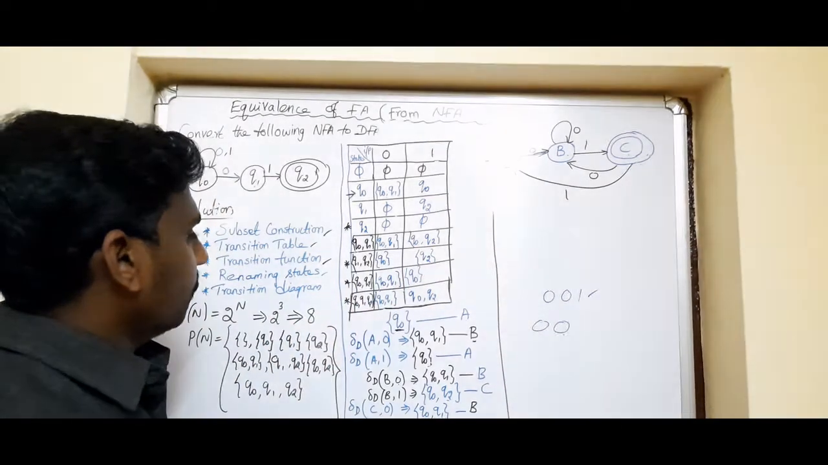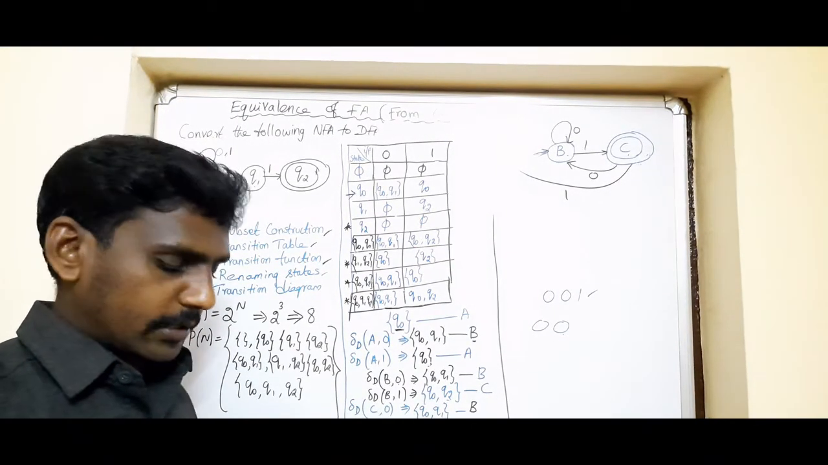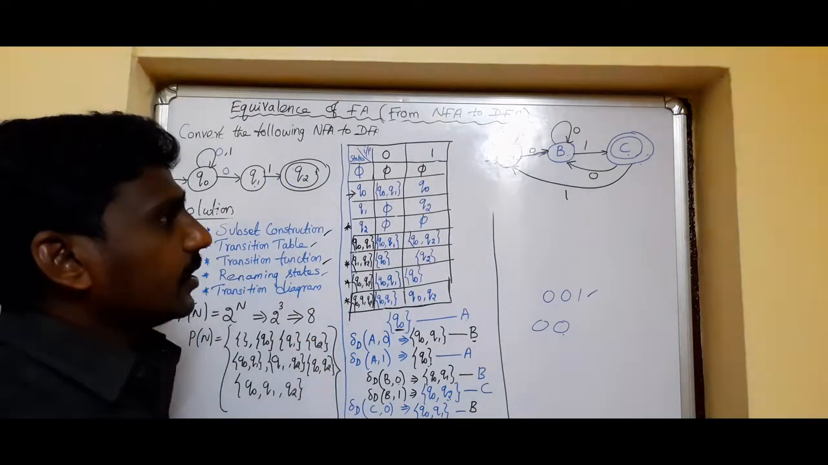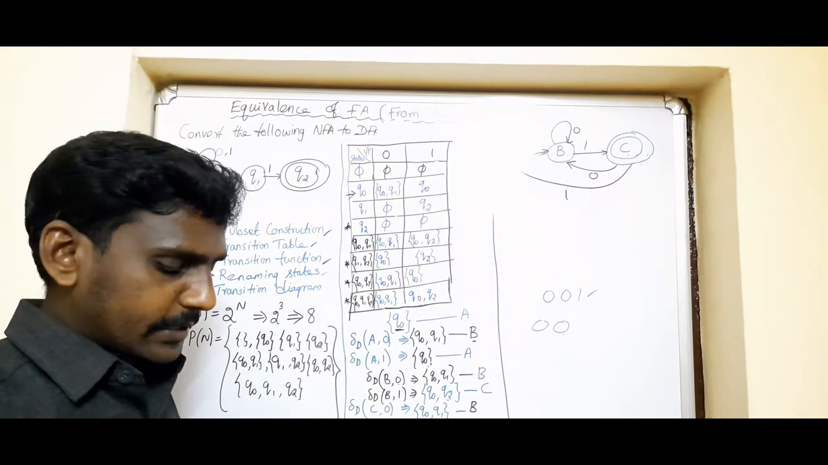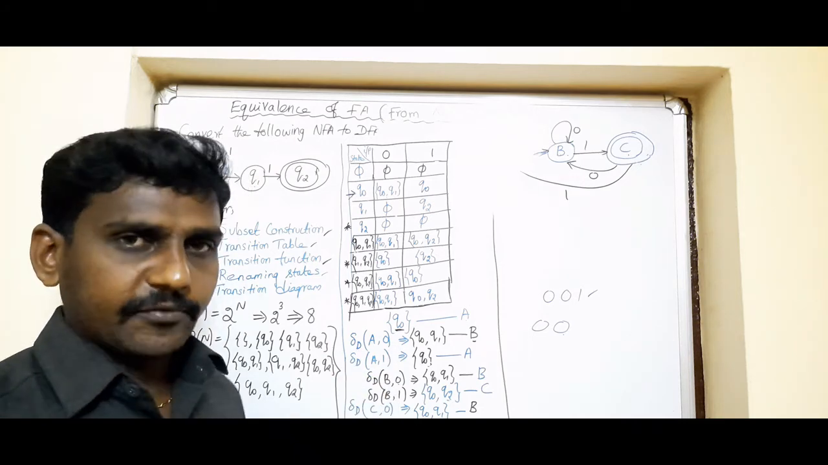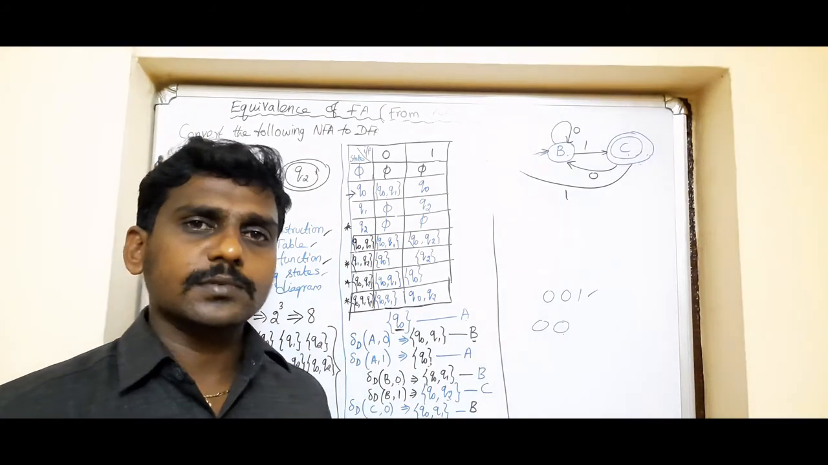Right. We have more problems. We'll check them. All the problems are NFA to DFA. And we want to check the given string with the NFA, whether the string is accepted by the NFA or not accepted by the NFA. Okay. We'll see more problems in the next video class. Thank you.